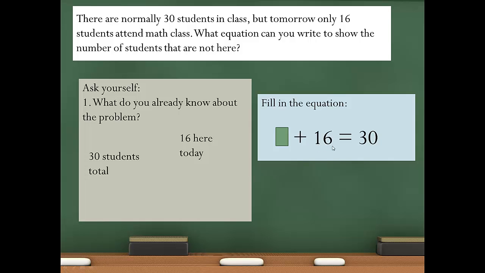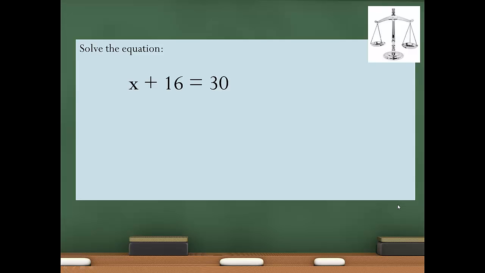So your 16 students is going to be in your equation, and then we have to figure out what we want to know. We want to know the total number of students that are not here. So if we take the number of students not here and make that our variable x, add to it the 16 students that are present, then our answer will be 30 total students. So let's solve this equation.